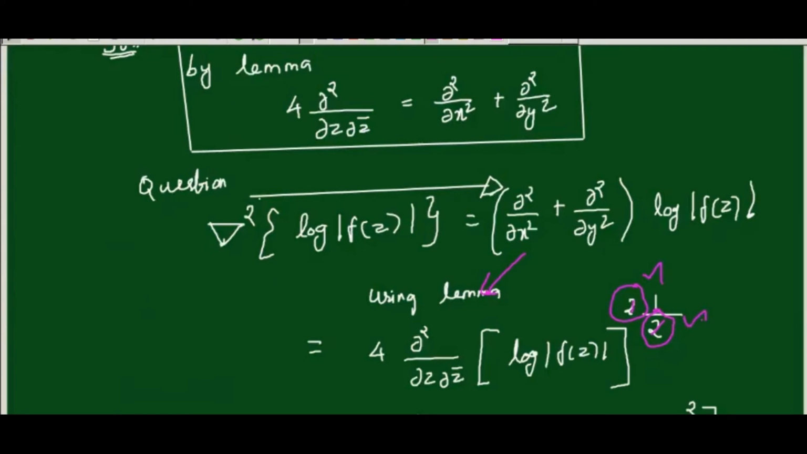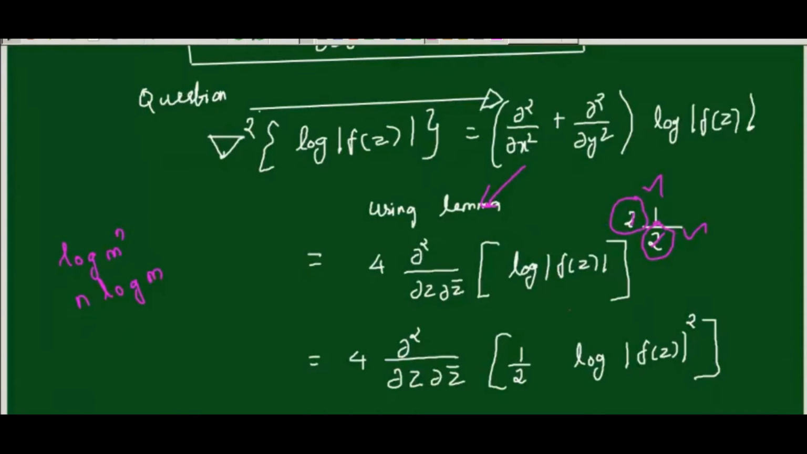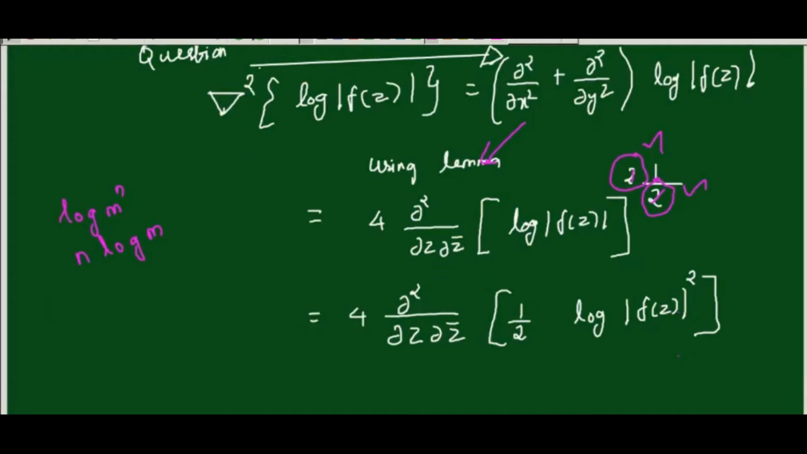This must be there. Okay. After that, you know log m power n. What is the formula for log m power n? We can write n log m, right? The same procedure here: 1 by 2 log of modulus f of z whole square. Bring the power n, whose value I am taking as 1 by 2, in front: so n log of modulus f of z whole square.